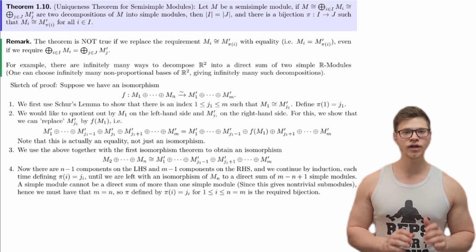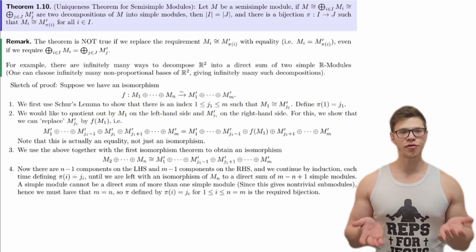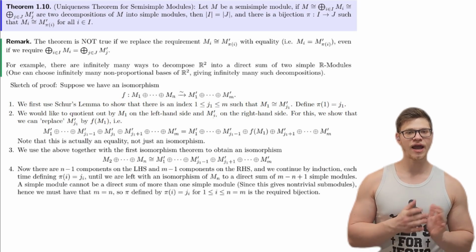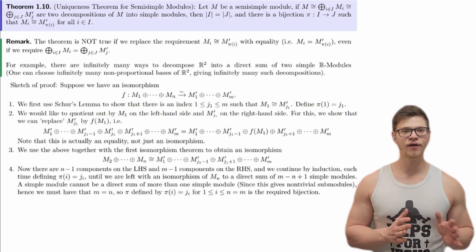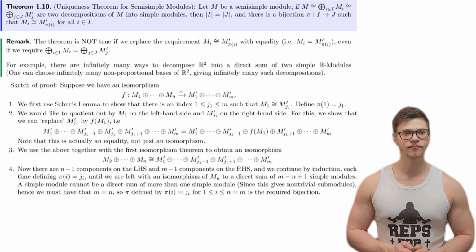A simple module cannot be a direct sum of more than one simple module, since this gives non-trivial submodules. So we must have that n is equal to m. And pi, defined by pi of i equals ji, is the required bijection.